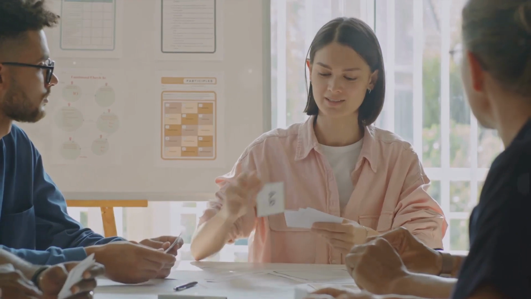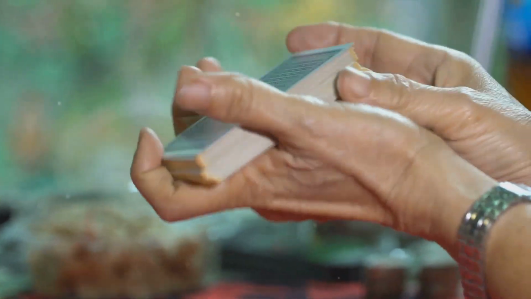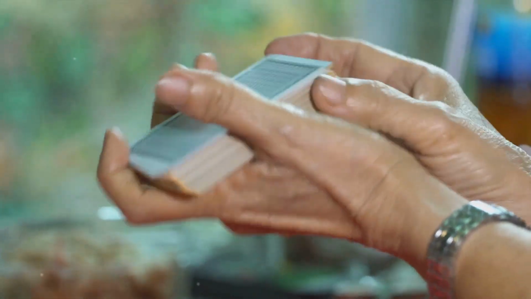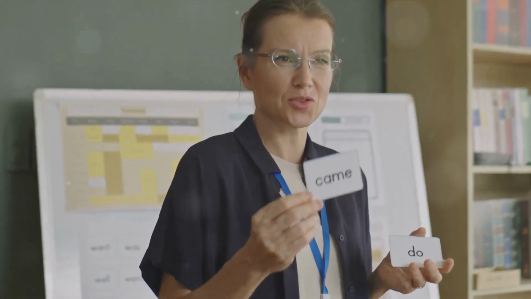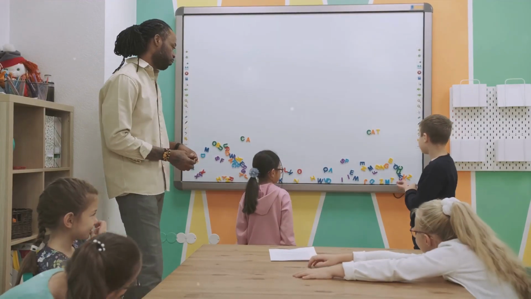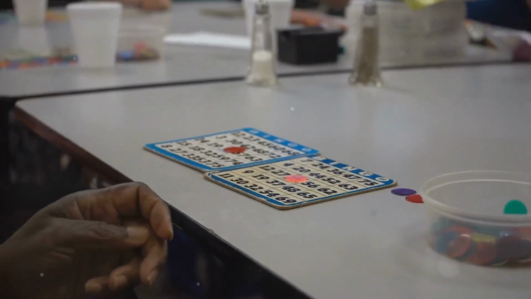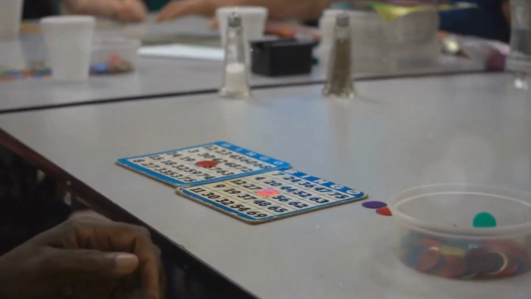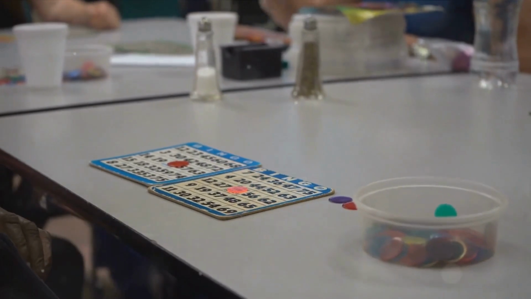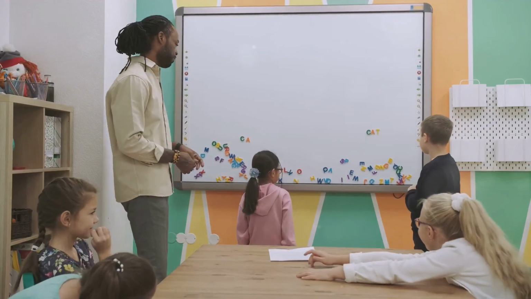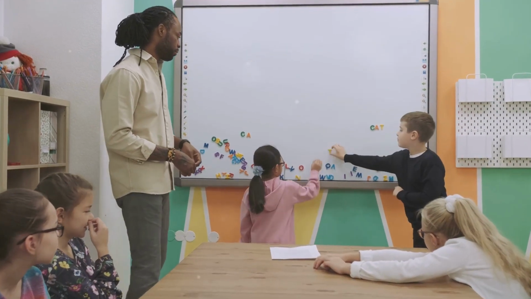Write down the definitions of each word on separate cards or sheets of paper. Shuffle the definition cards and place them face down. Draw a definition card and read it aloud. Players mark the corresponding word on their bingo cards if they have it. The first player to get a row, column, or diagonal line of marked squares shouts bingo and wins that round. Continue playing multiple rounds to reinforce vocabulary.